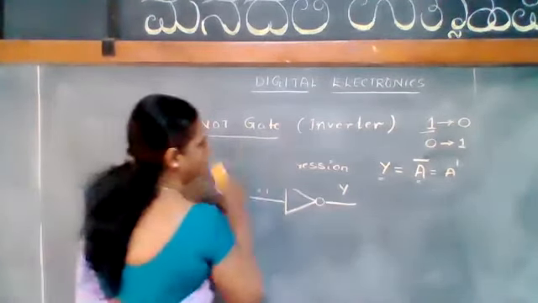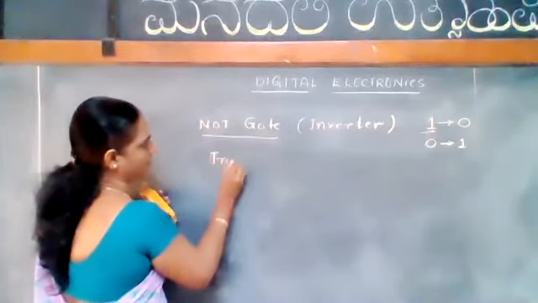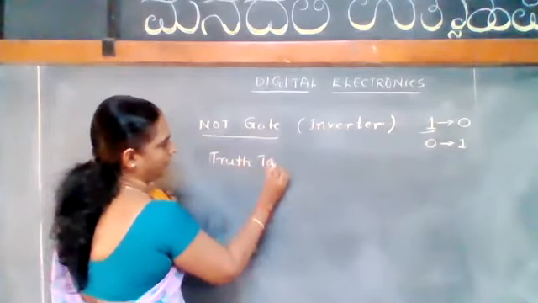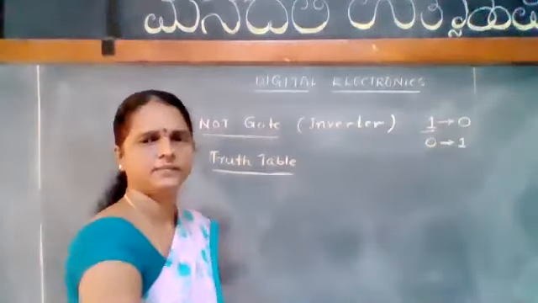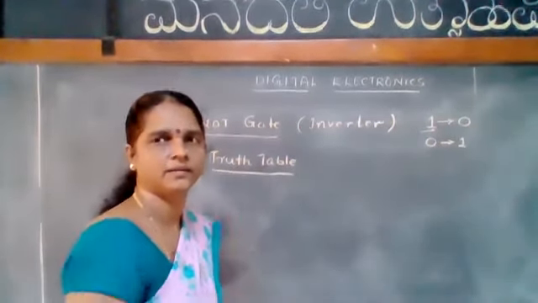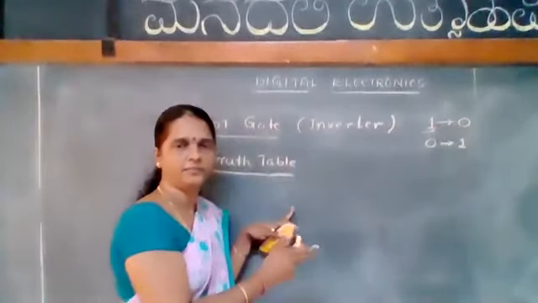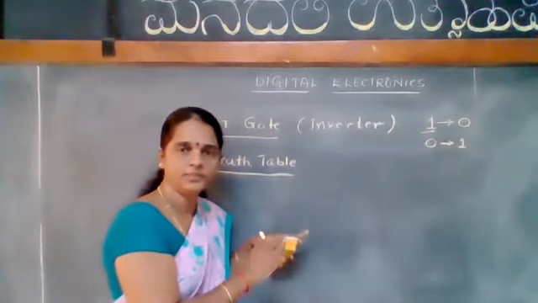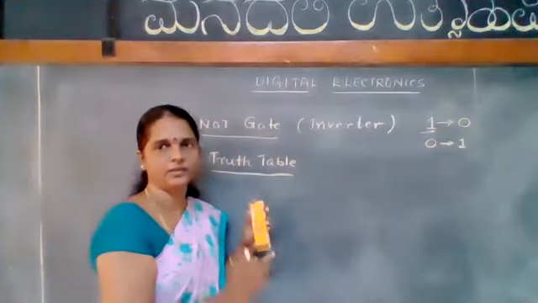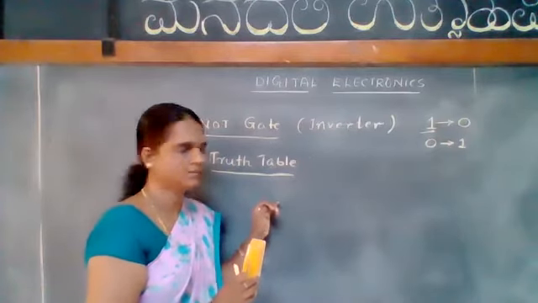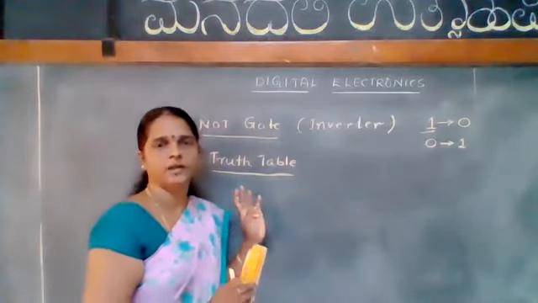Now, what is the truth table? We know what the truth table is. Let us see what a truth table is. It is nothing but a table which represents the combination of inputs and the respective output for that. So this table represents the combination of all the inputs and the respective outputs.